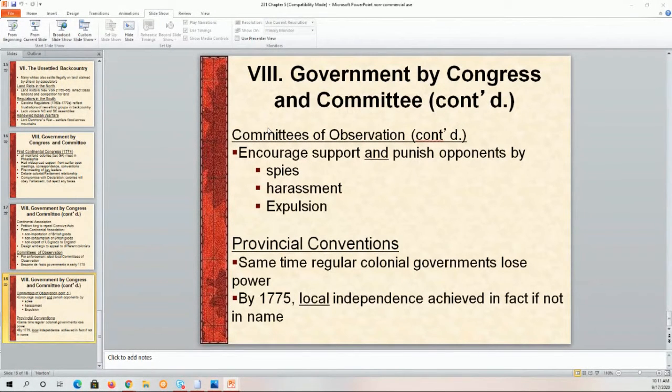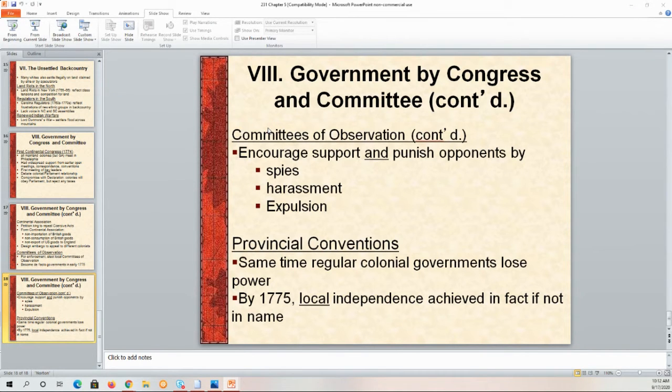By 1775, local independence is achieved, in fact, if not in name. This goes back to the fact that the British were never able to control the countryside. They can control the cities to a certain extent, but they can never control the backcountry, the small villages, and the farms. They really are stuck in the cities, which they will find is a problem in the American Revolution. So that wraps up the PowerPoint for Chapter 5.